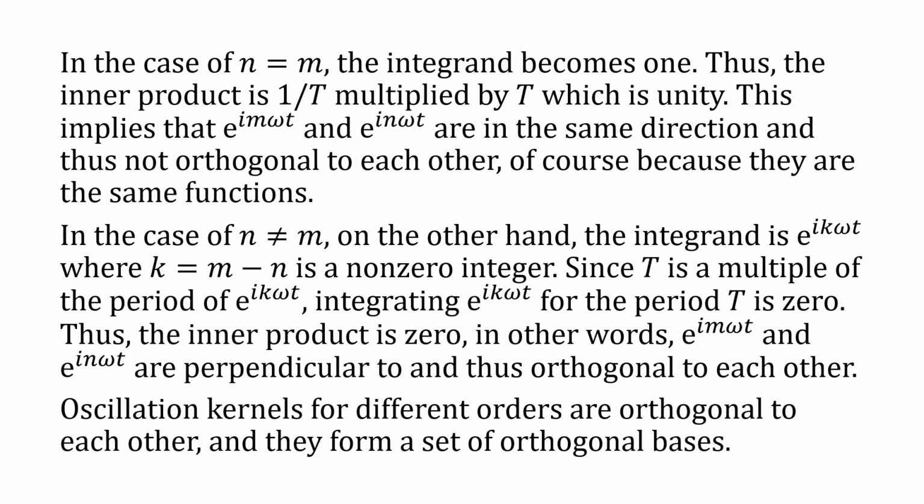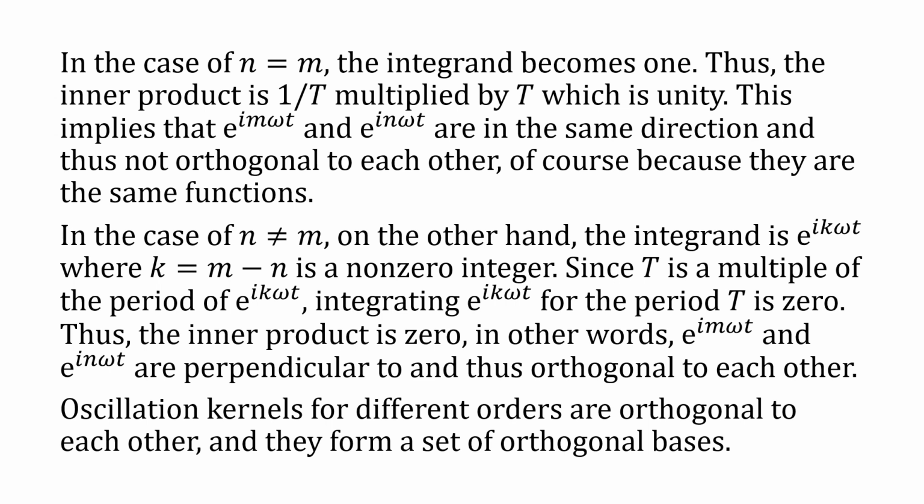In the case of m not equal to n, on the other hand, the integrand is e to the i k omega t, where k equals m minus n is a non-zero integer. Since large T is a multiple of the period of e to the i k omega t, integrating e to the i k omega t over the period large T is 0. Thus, the inner product is 0.